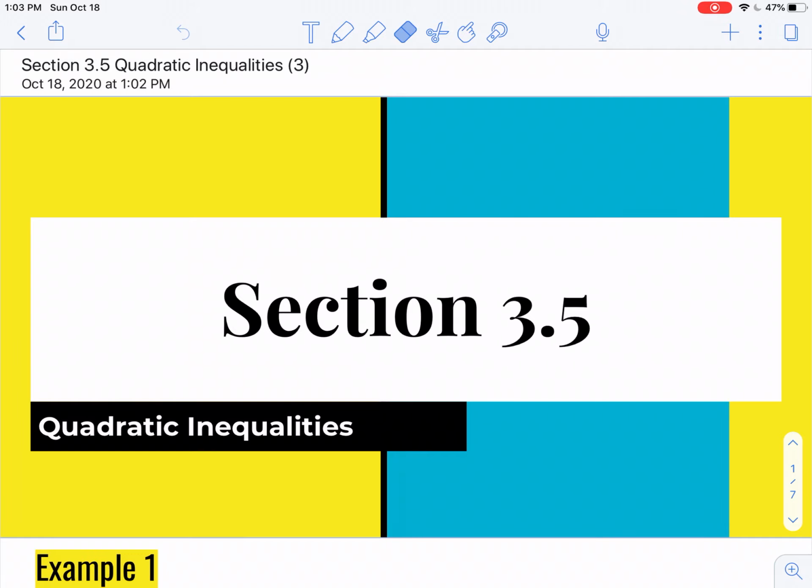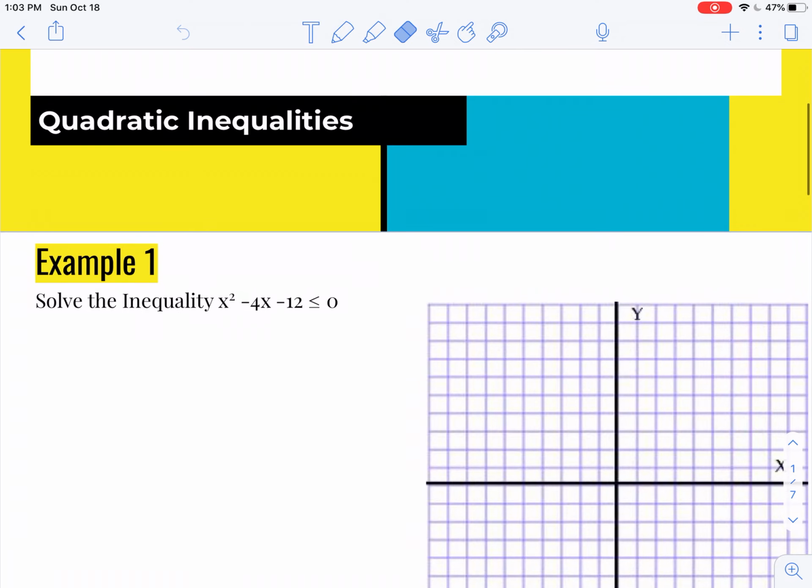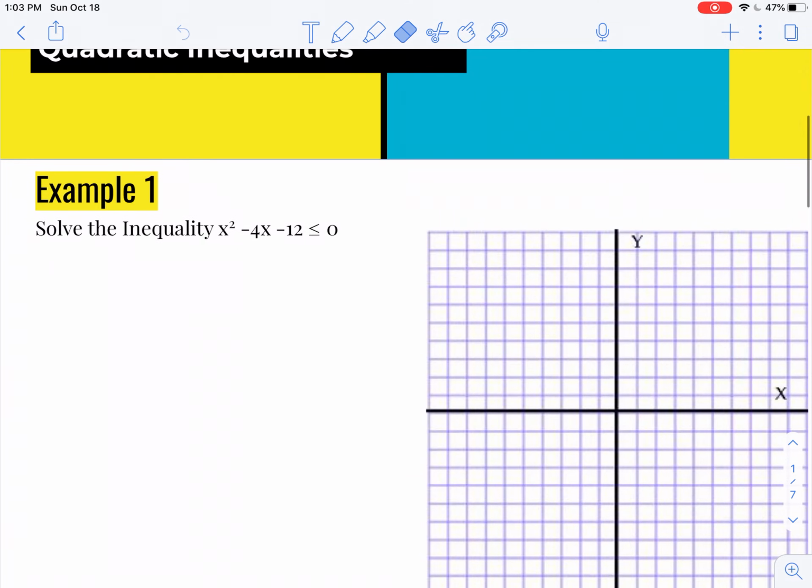These are the 3.5 notes, and they are on quadratic inequalities. So for our first example, I've got a quadratic inequality here. This is saying x squared minus 4x minus 12 is less than or equal to 0. What this is asking me is, when is this function less than 0? What x values of this function give me y values which are less than 0?